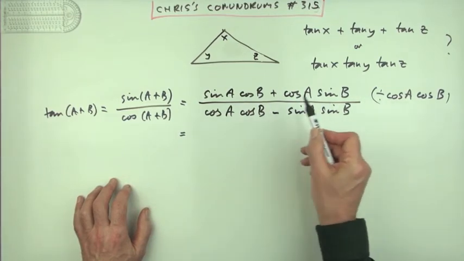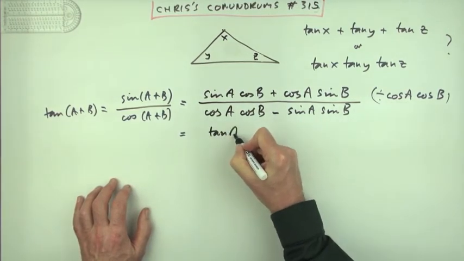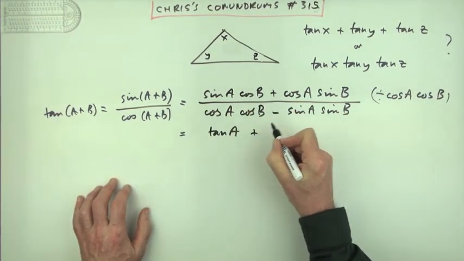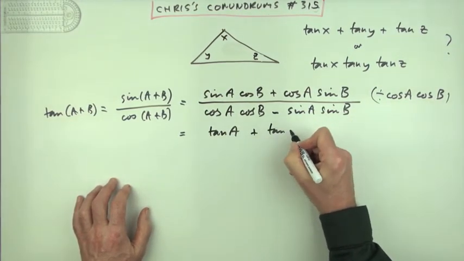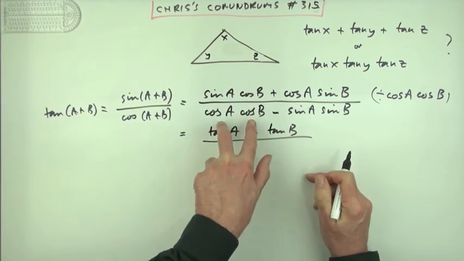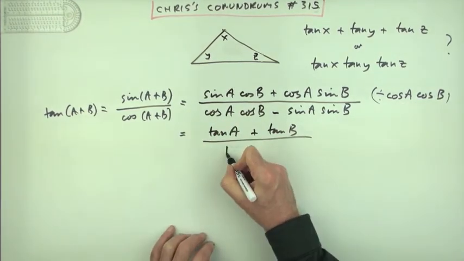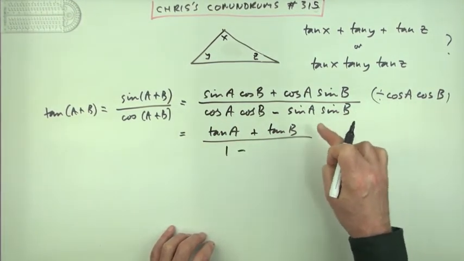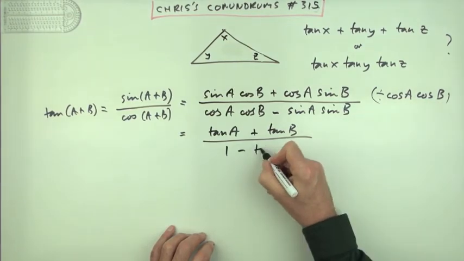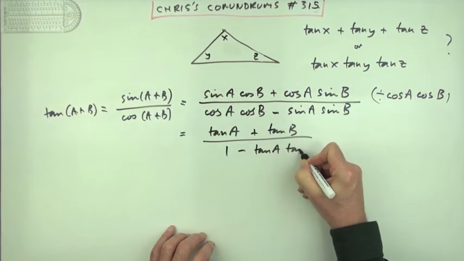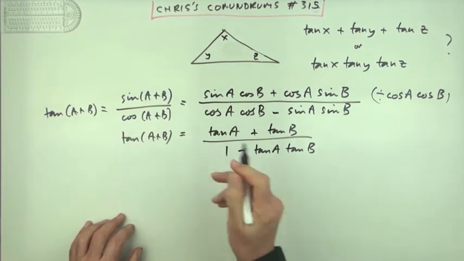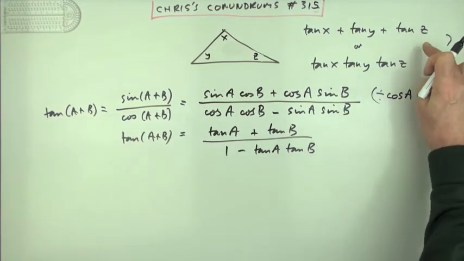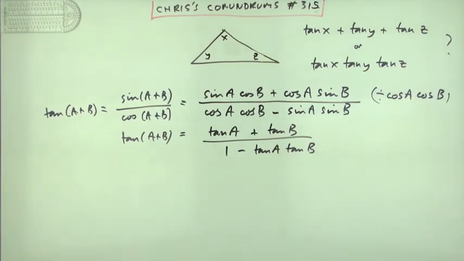Sine A divided by cos A is tan A. Cos divided by cos goes. Sine B divided by cos B is tan B. Cos divided by cos goes to 1. Sine divided by cos is tan. So minus tan A tan B. You would need to know this identity to figure this problem out.